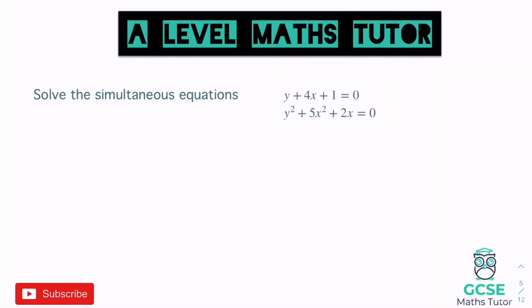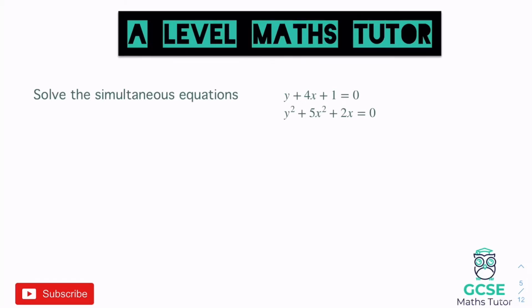Okay, so looking at a different type of simultaneous equation here, only in the way that it looks, and it says here obviously solve the simultaneous equations. We have y plus 4x plus 1 equals 0, and y squared plus 5x squared plus 2x equals 0. So this looks a little bit different to ones that we've seen previously. Now again, I'm going to take the same approach.